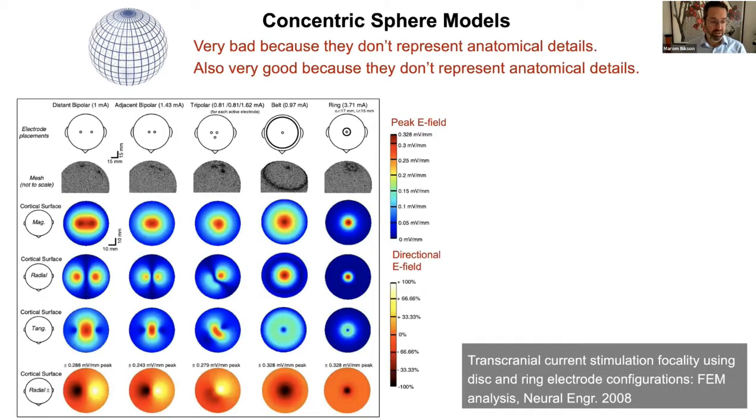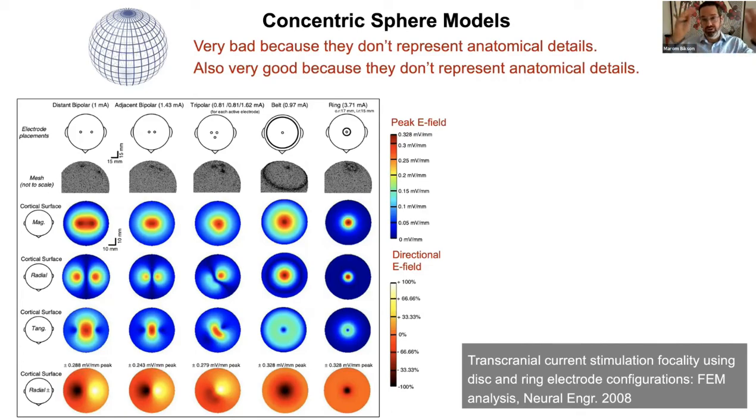So we and others have been modeling spheres for a long time. This is a paper from 2008, and here the specific details don't matter except to say that we're modeling different montages: two adjacent bipolar electrodes, a tripole, a belt, and then this notion of a center electrode surrounded by a ring. And these are all concentric sphere models. This is using finite elements. You can see the mesh, and we predict the electric field. And where are we predicting the electric field?